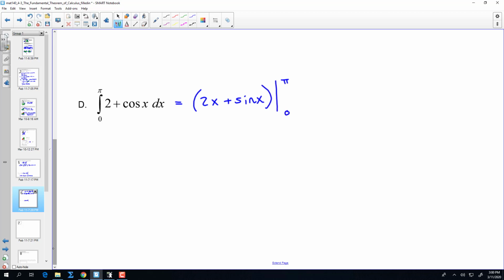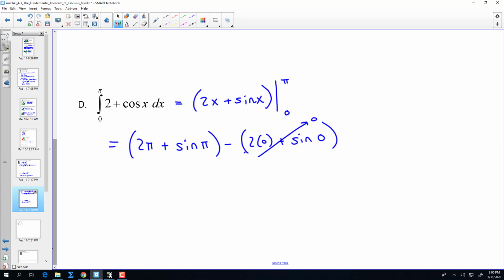Which would be 2 pi plus sine of pi, minus 2 times 0 plus sine of 0. The sine of 0 is 0, so effectively everything in this parentheses becomes 0. And then the sine of pi is also 0. So what this means is my final answer is just 2 pi.